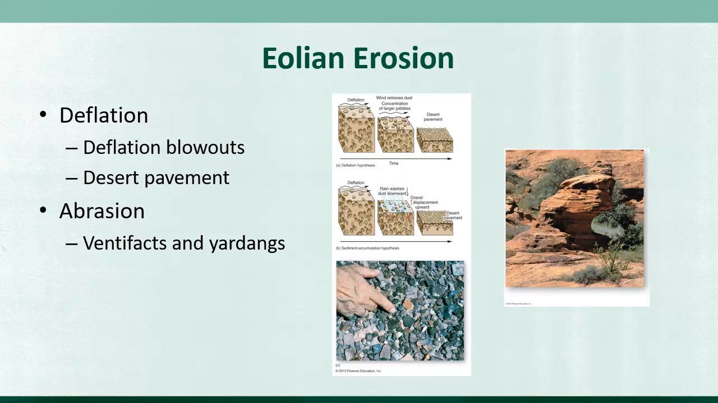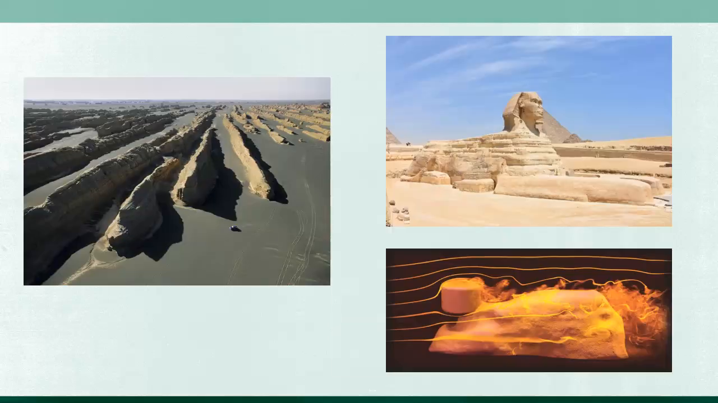When material is picked up by the wind, that material can effectively sandblast or abrade rock surfaces. Abrasion leaves what are called ventifacts, which are these smooth features that are produced by the wind constantly blowing over them. And because it's not uncommon for the wind to blow in the same direction in an area a lot, it often produces features that are known as yardangs.